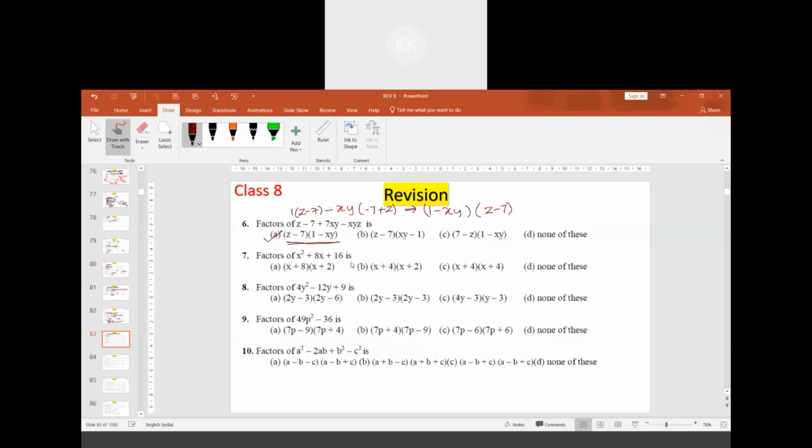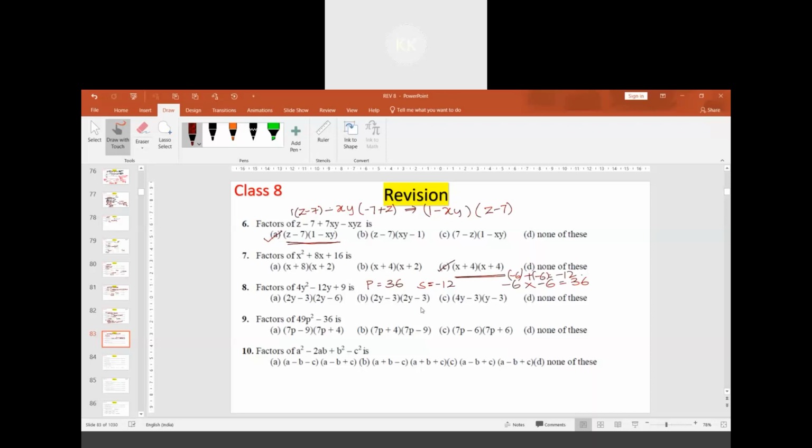Next one is clearly a plus b whole square. This question is repeated: x plus 4 into x plus 4. In this question, the product is 36 and the sum is minus 12. So common sense says a minus b whole square: minus 6 into minus 6 is plus 36, and minus 6 added to minus 6 will be minus 12.